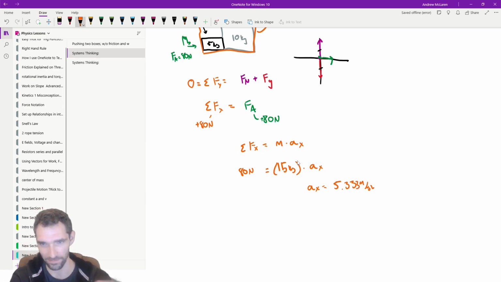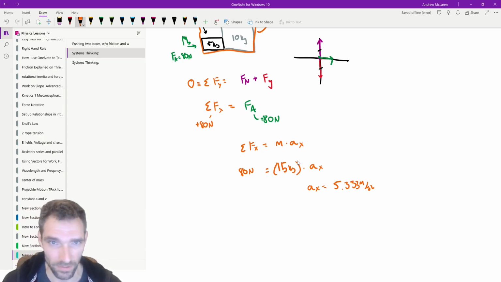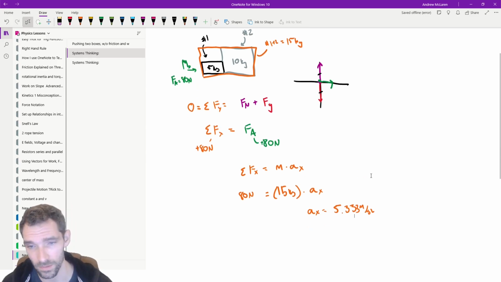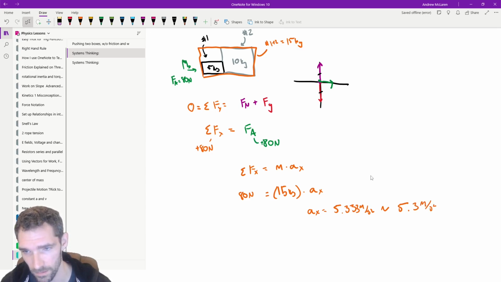We'll get rid of that when we do the rounding at the end. If I plug that back in, it sounds pretty reasonable. So we can get that acceleration value, which is one of the things that they were asking for. So we're actually going to go ahead and round that right here. So 5.3 is one of our answers right here.